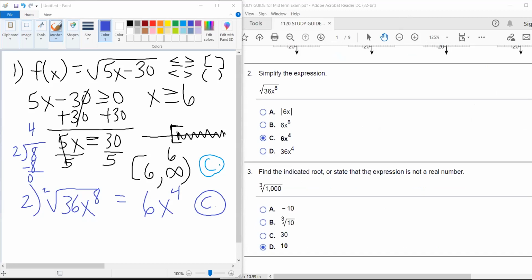Question 3 is very easy. You can either use your calculator or figure it out mentally. Find the indicated root. The cube root of 1000, well, if you think about it, the only number you can multiply times itself 3 times is 10. 10 times 10 times 10 is 1000. So the correct answer to number 3 is D, 10.